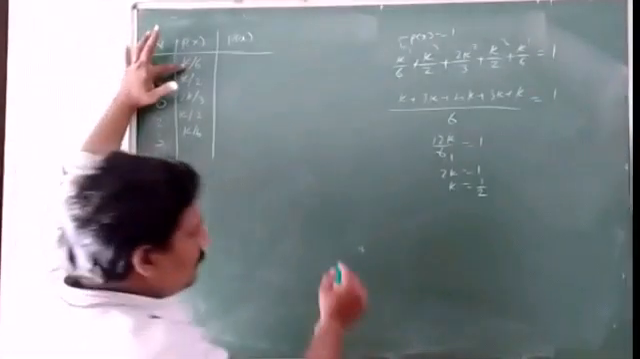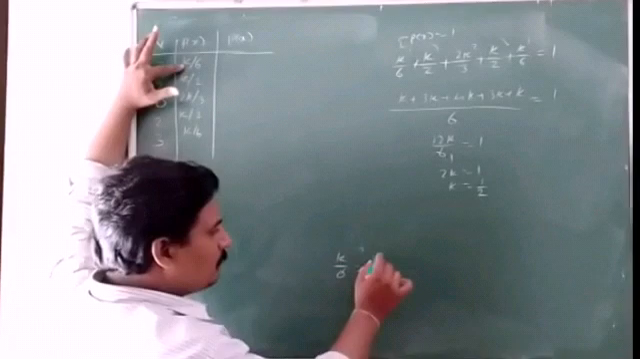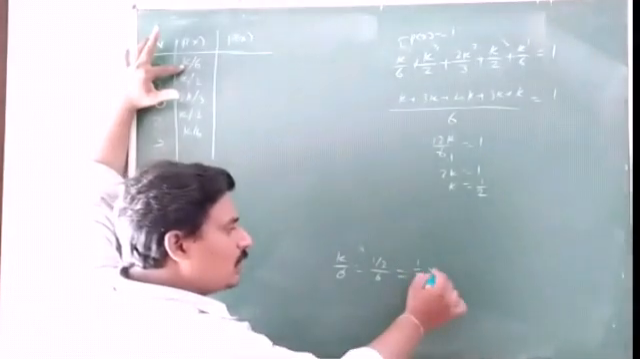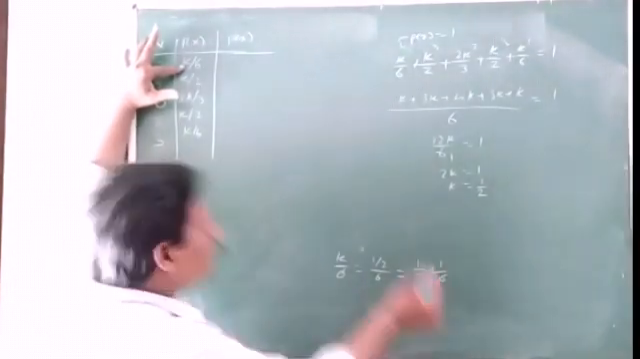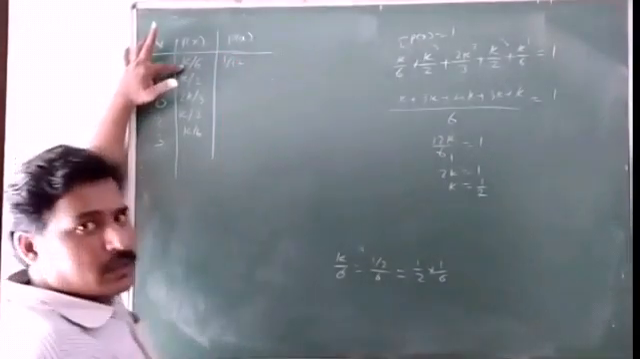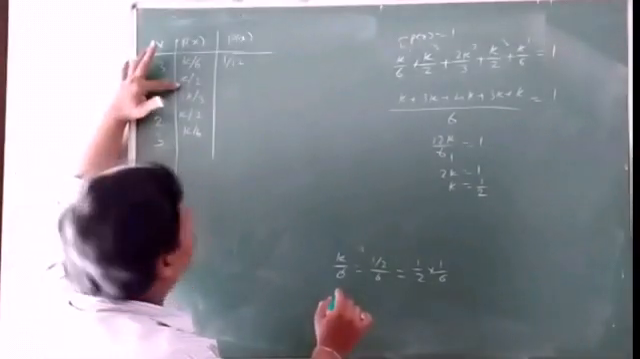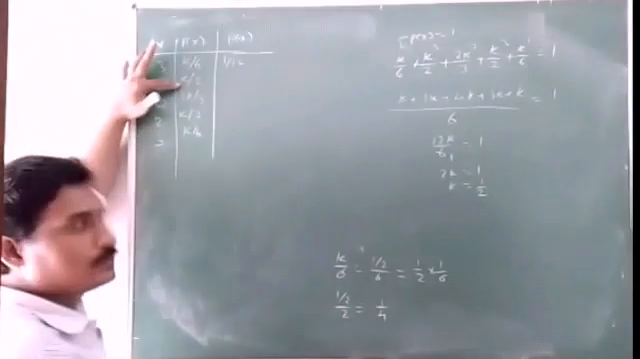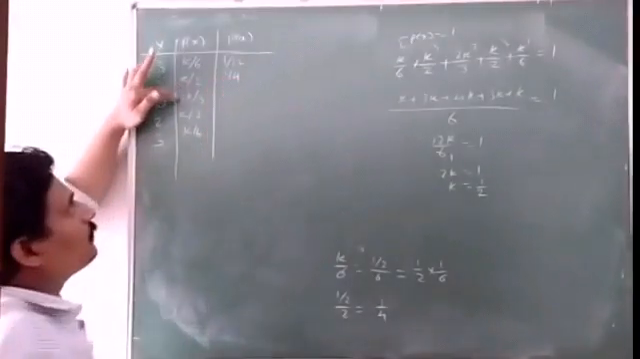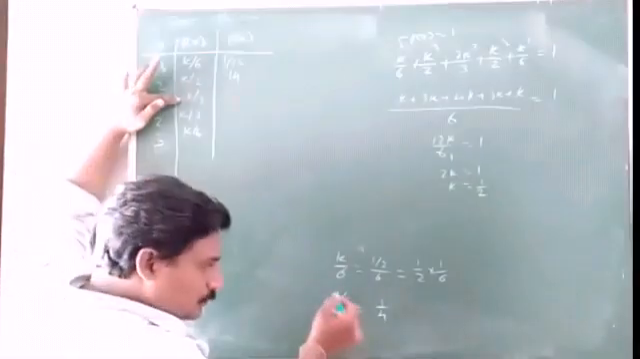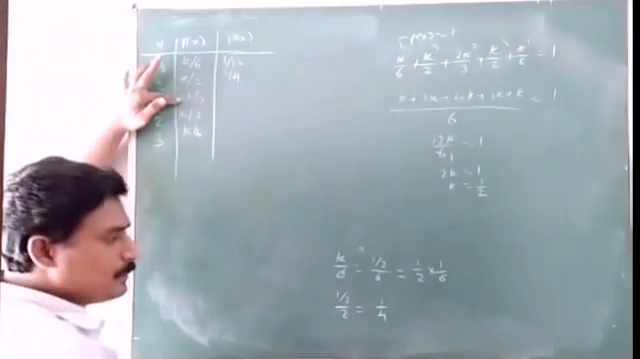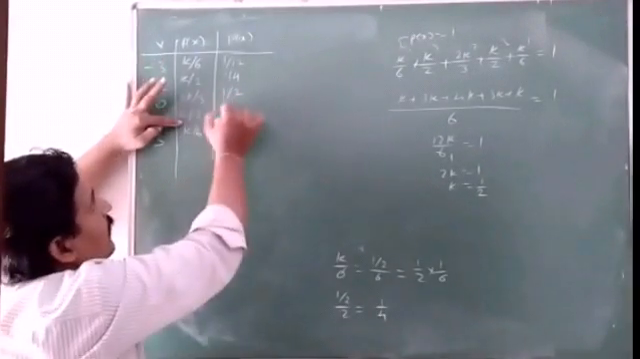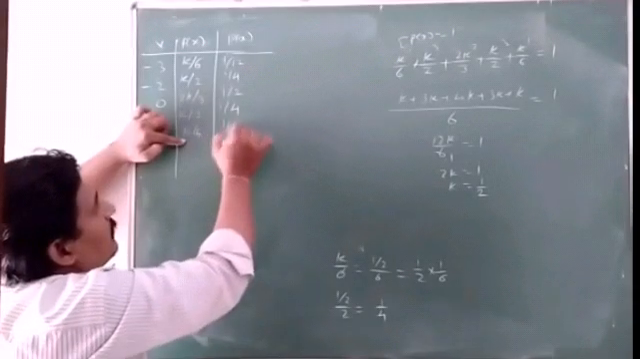First one, k divided by 6, that is 1 by 2 divided by 6. It becomes 1 by 2 into 1 by 6, that is 1 divided by 12. Second one, k divided by 2, that is 1 by 2 divided by 2, it will become 1 divided by 4. So the second one is 1 divided by 4. Next 2k, so 2 into 1 by 2 becomes 1, 1 divided by 2. Finally we get 1 divided by 2, and again 1 divided by 4, and for the last one 1 divided by 12.